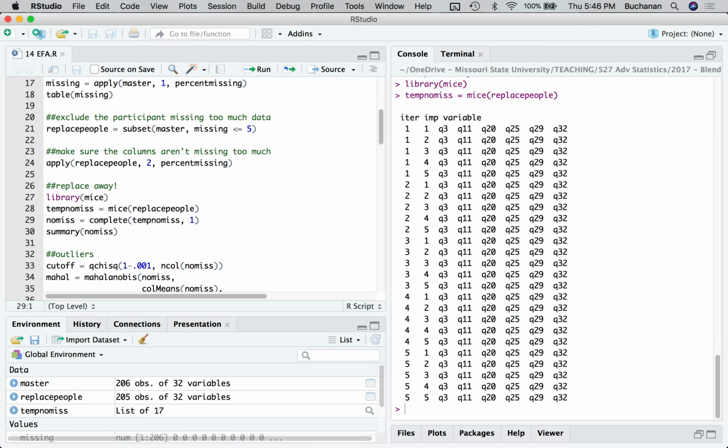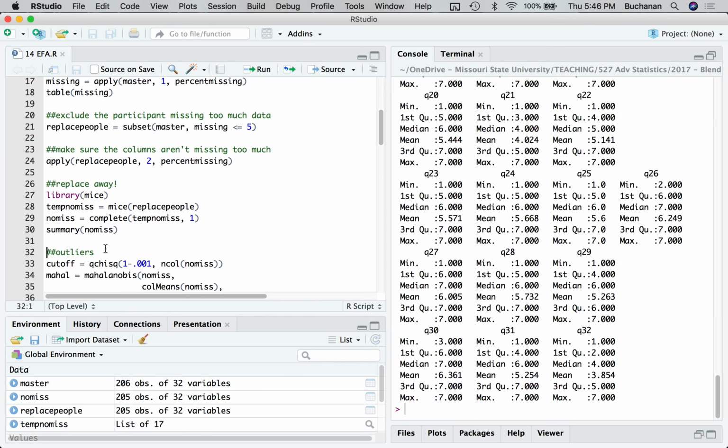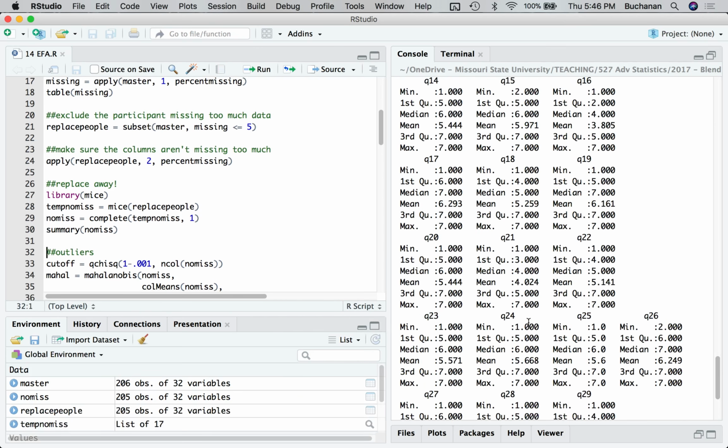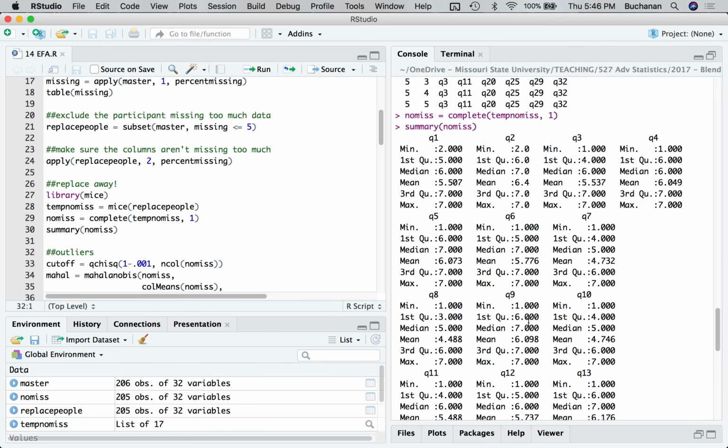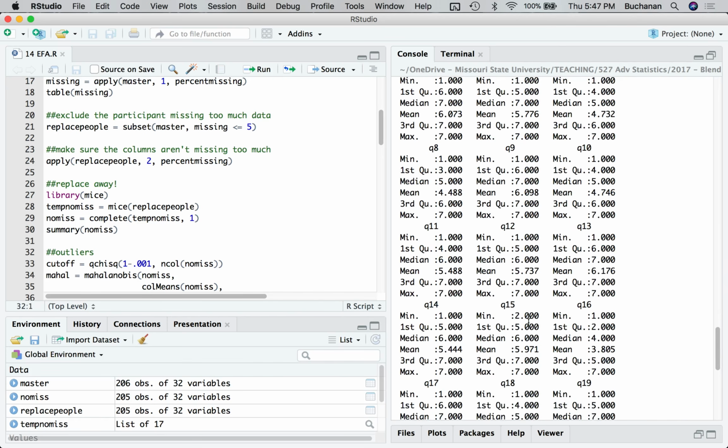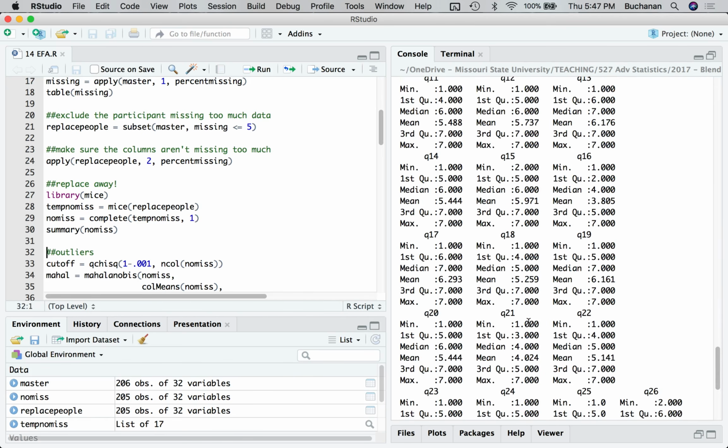Right, so it's imputed my missing data points, so I can actually see which columns were missing at least 1 data point. I'm going to create my no missing data set, and now if I do a summary of that, the nice thing about mice, remember, is that it looks at the type of data that you have and estimates data that fits within that type of range and a value. So as long as if they're whole numbers, it will estimate whole numbers for you.